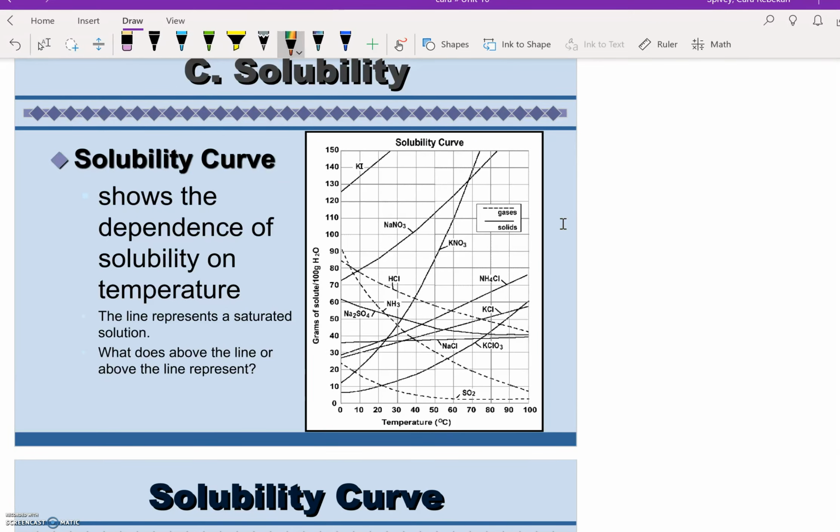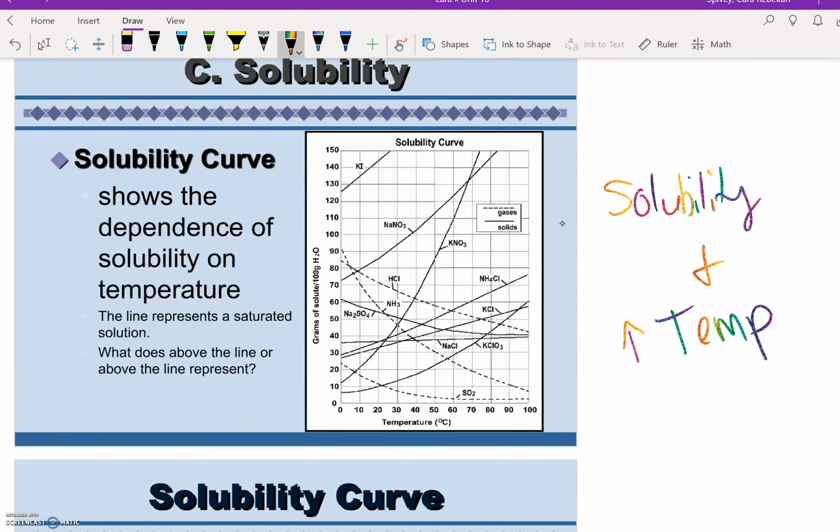Solubility curves show us the relationship between solubility and temperature. Something we need to keep in mind is that typically as temperature goes up, solubility is going to go up. Now there are a few exceptions to this. Gases are the exact opposite. As the temperature goes up, the solubility of a gas goes down.